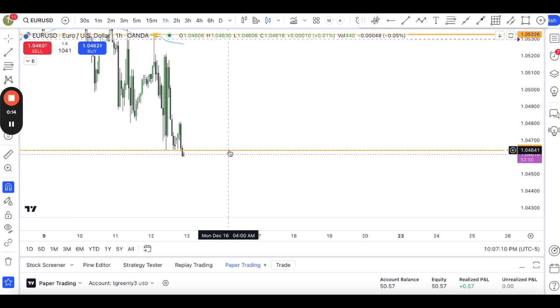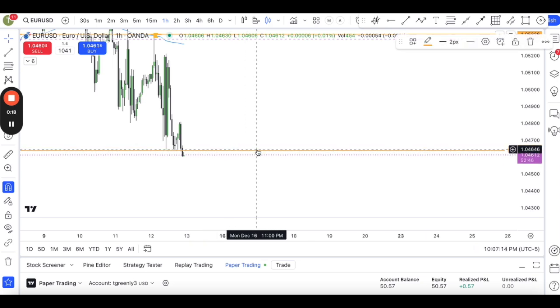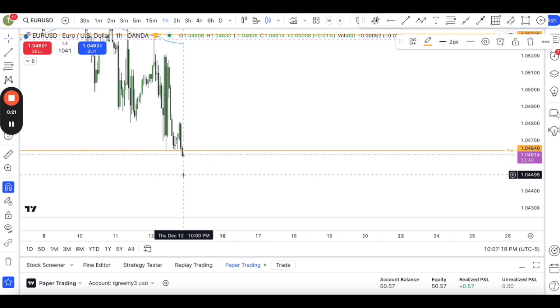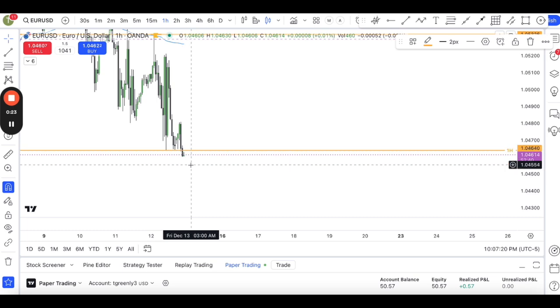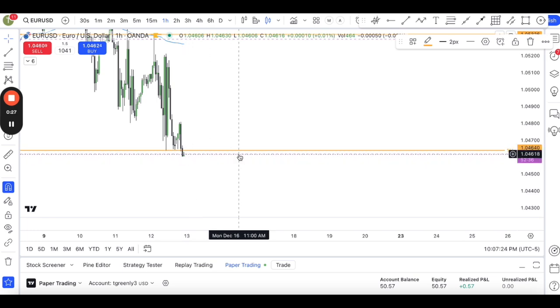Okay, so I'm looking a few hours later, and I can see that EUR USD price has crossed over our support and resistance zone here. I can notice that there is a break occurring, and what I would do now is wait for a retest.